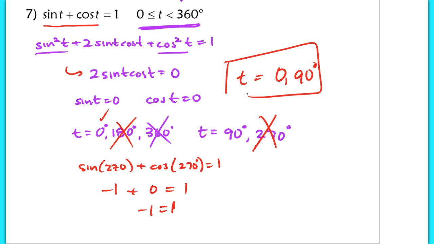So moral of the story, just make sure that you're double checking your solutions back in your original equation.